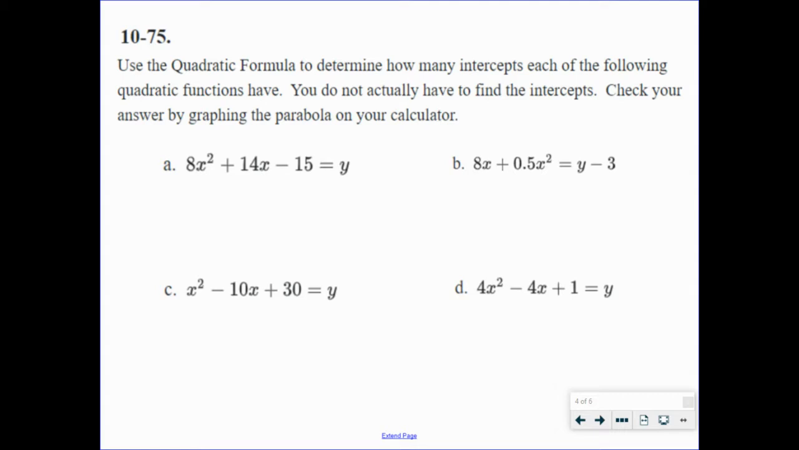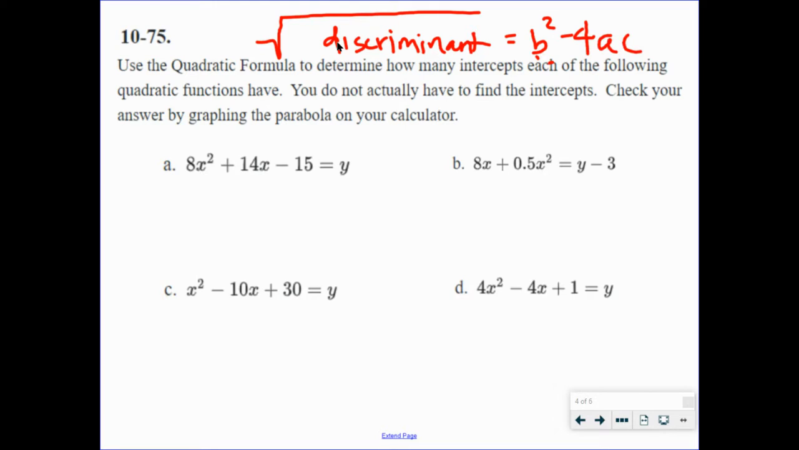All right, did you give these a try? Let's start with A. So your discriminant for A, and if you remember, the discriminant is what is inside the radical of the problem. So it is the b squared minus 4ac. All right, so for problem A, hopefully this is a nice review for you guys.